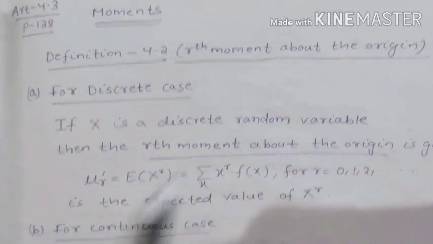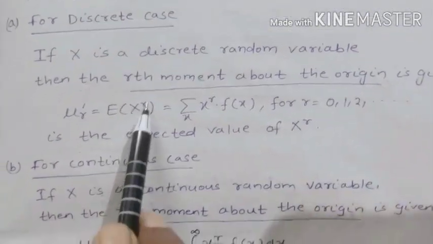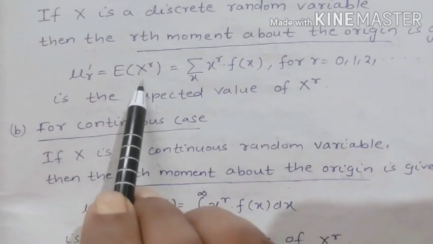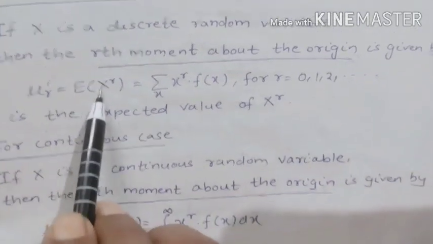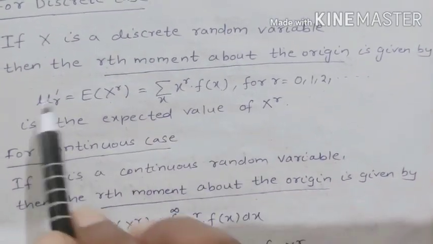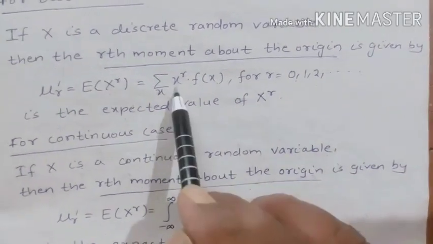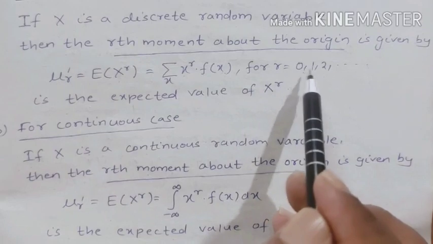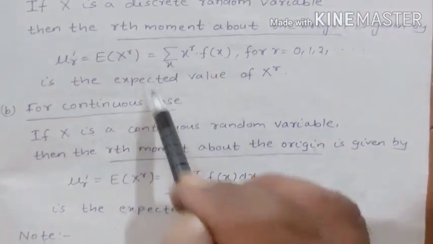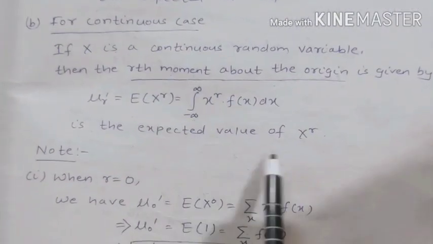Next one is moments. Moments for the discrete case: E of X to the power r. Just E of X means the expectation of X. But E of X to the power r means you have to take the sum of x to the power r into f of x, and that is called mu r dash. If r is equal to 0, it is x to the power 0 f of x. If r is equal to 1, it is x to the power 1 into f of x, and similarly. That is for the discrete case, for summation. For the continuous case, just integration can be taken.